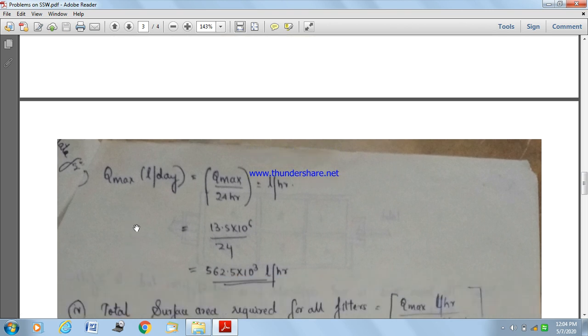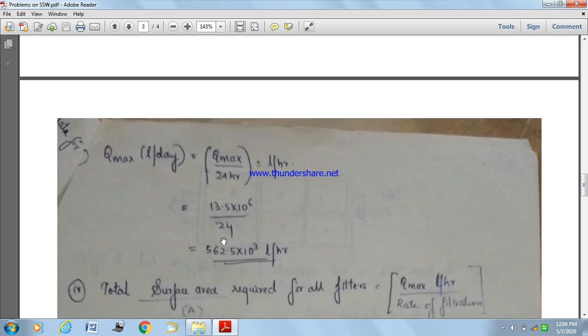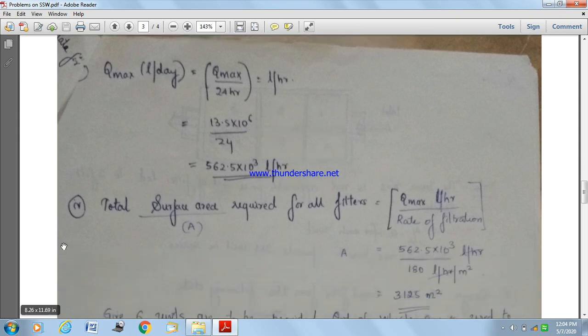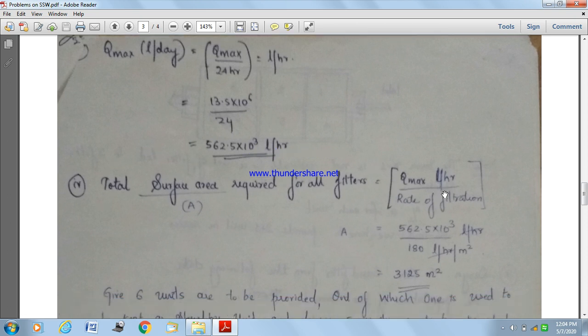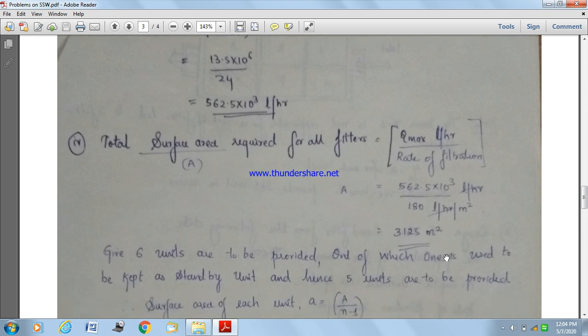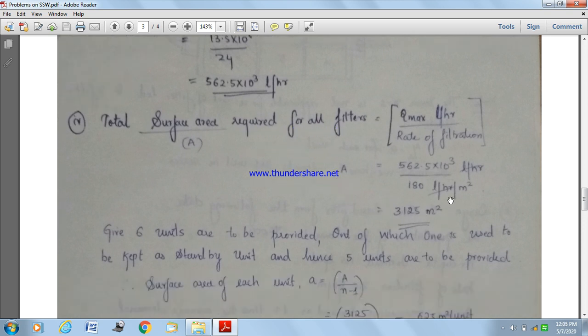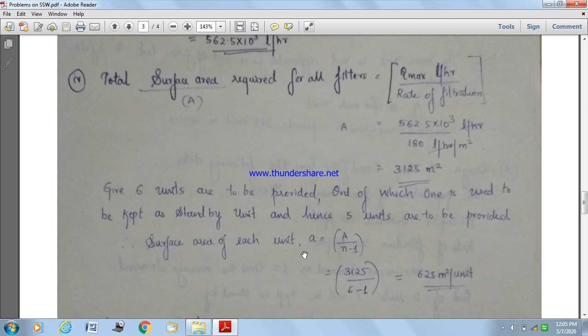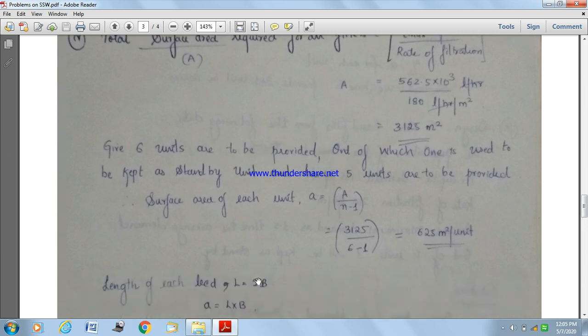Then the third step is to convert into liters per hour. Divide by 24 and you will get 562.5 into 10 to the power 3 liters per hour. Then find the total surface area of all the filters, using the formula Q max by rate of filtration. You will get a total surface area of 3125 meter square. Now the individual area of each unit: the formula is A equal to total area divided by n minus 1. N is 6 filter units, so 6 minus 1, giving 625 meter square per unit.